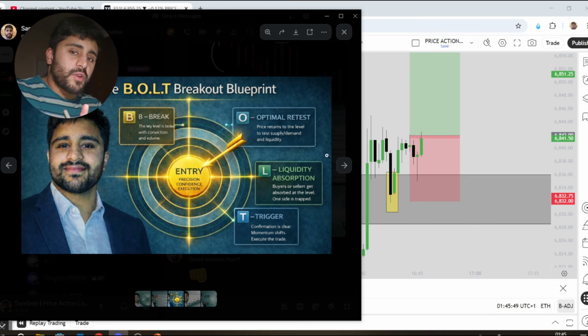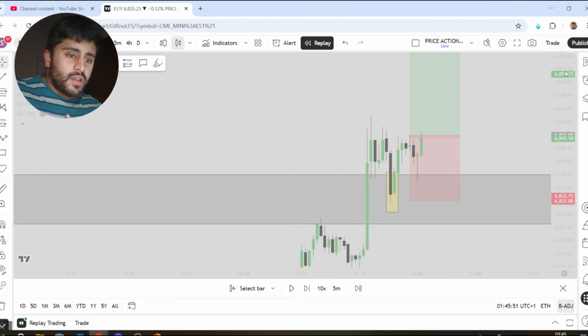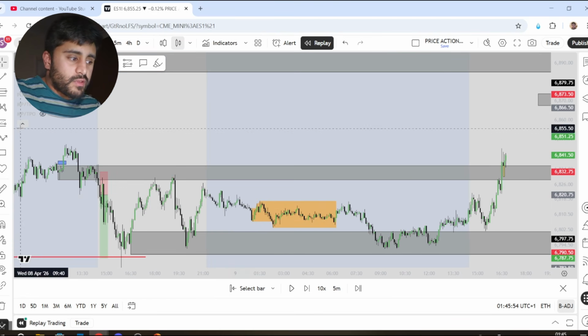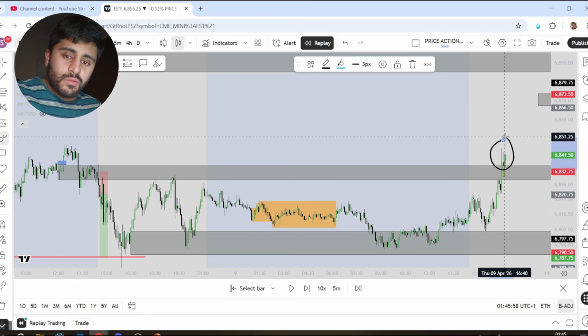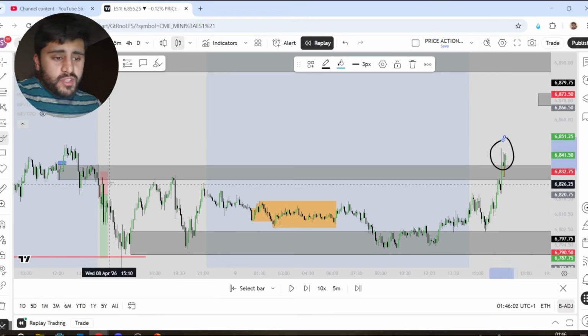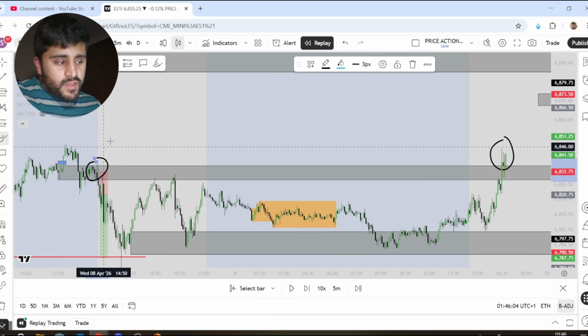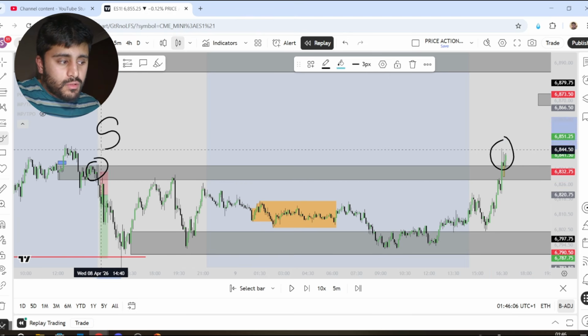Now, having a break is very important. I'm going to explain to you why that is. The reason why having a break is so important is because we want to see price really blowing past this level. We want to see conviction. We want to see price breaking above that level. The reason why is because we just went through on the previous day, sellers were in control.